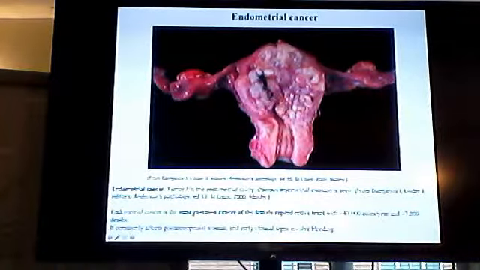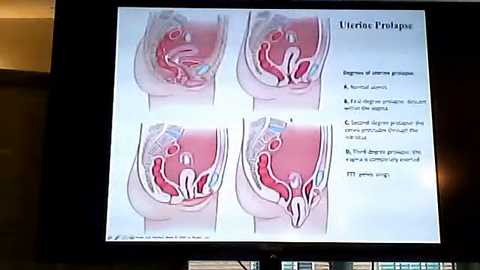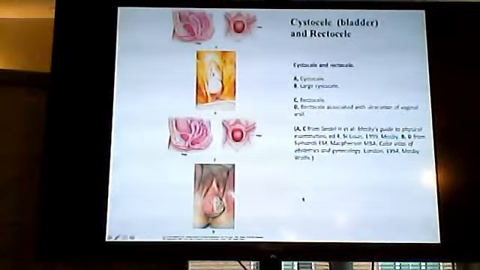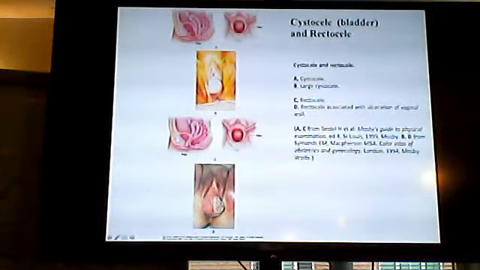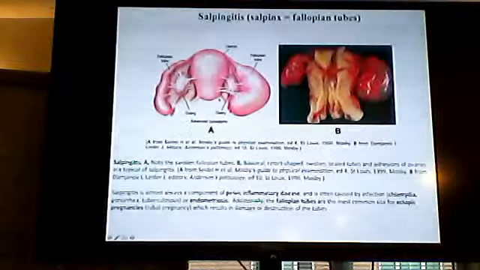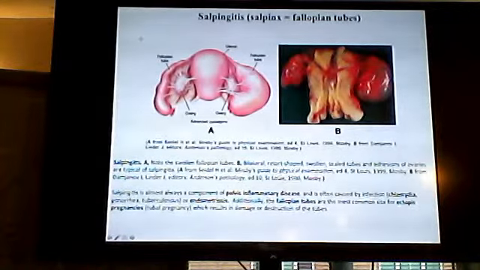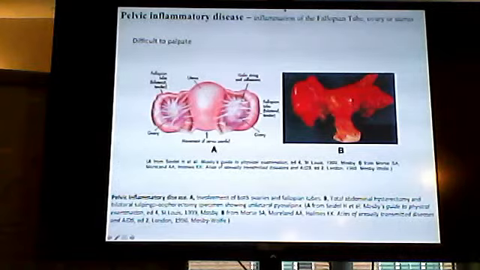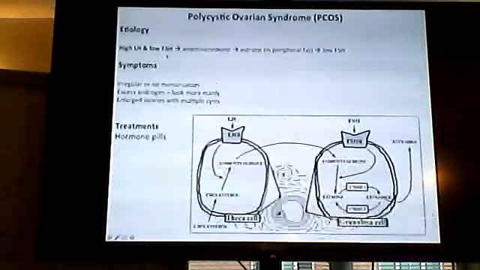Endometrial cancer, again, it's the most common cancer of the female reproductive tract. Uterine prolapse, so if something moves into an area that it shouldn't, if it comes out, if it's everted. And then cystocele and rectocele, that part comes out as well. And then salpingitis is inflammation of the fallopian tube, so that can cause pelvic inflammatory disease. Pelvic inflammatory disease is inflammation of the fallopian tube, ovaries, or the uterus, difficult to palpate.